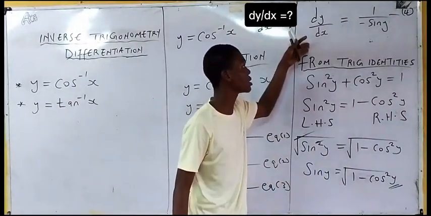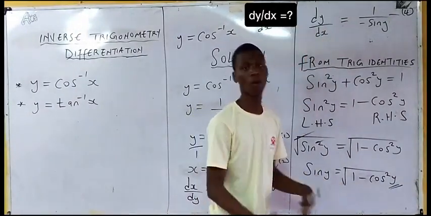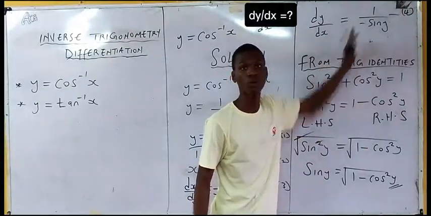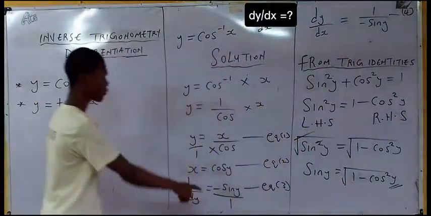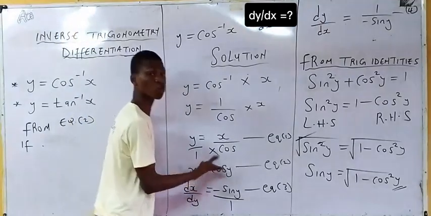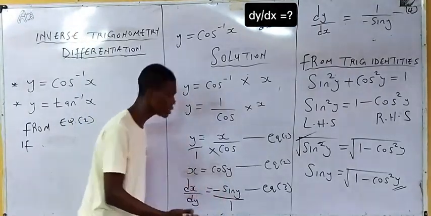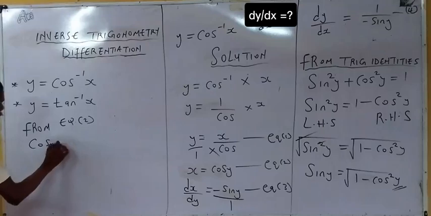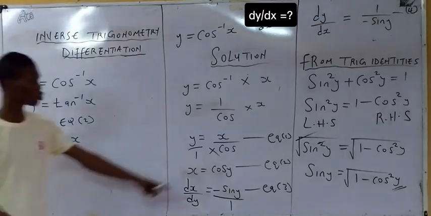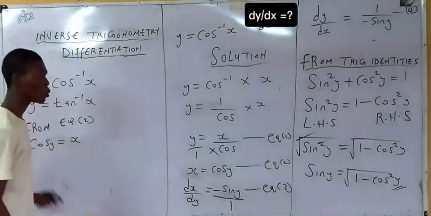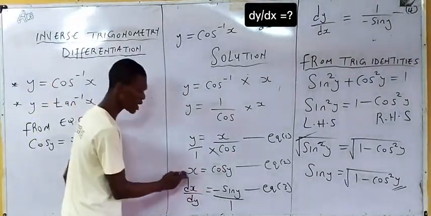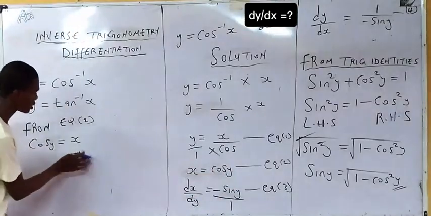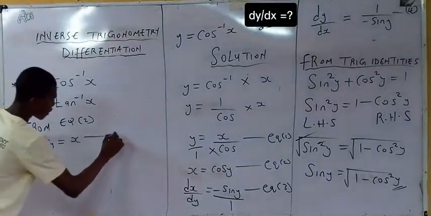Alright, you solve for sine y. That is, dy/dx is equal to negative 1 divided by sine y. Substitute the expression for sine y in equation 4, then you are done. But in this case, from equation 2, if x is equal to cos y, you can surely reverse it by saying cos y is equal to x. This is vice versa: if x is equal to cos y, it's the same thing as saying cos y is equal to x, right? Call this equation 5.